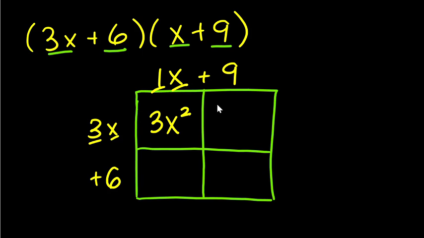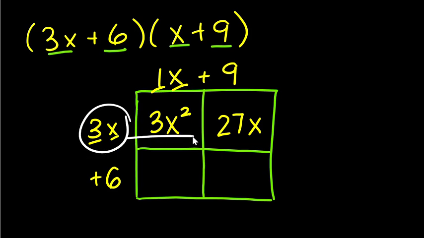Let's fill in our second box. We'll fill in this box over here. So that's 3x times 9 is 27x. Again, 3x. Oh, let me grab a different color. 3x is the row, 9 is the column, and 3x times 9 is 27.